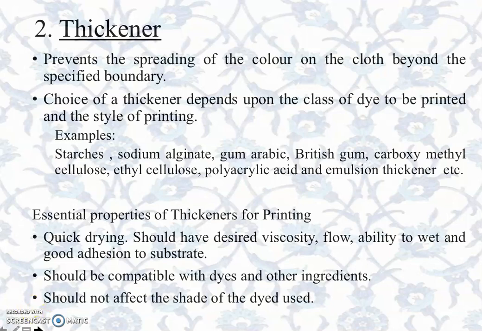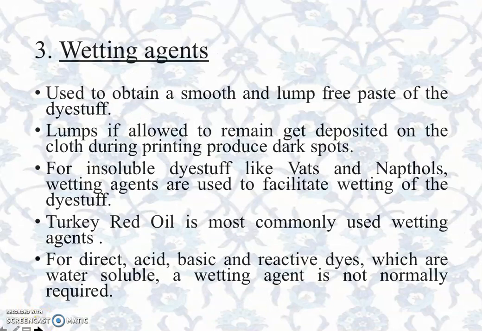The next is wetting agent, which is used to obtain a smooth and lump-free paste of the dye stuff. Lumps, if allowed to remain, get deposited on the cloth during the printing procedure. It will produce a dark spot on that particular area. For insoluble dye stuff like vats and naphthols, wetting agents are used to facilitate the wetting of the dye stuff.